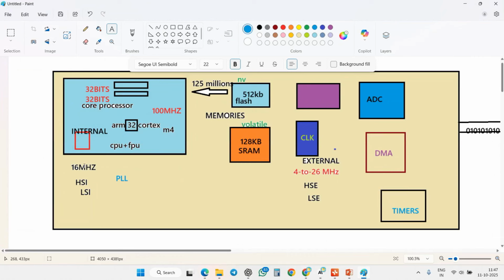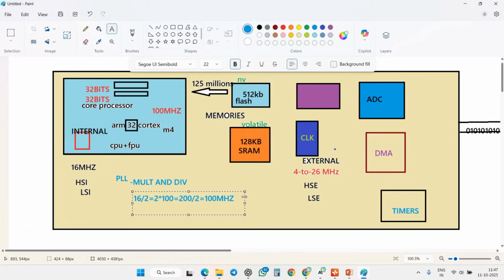Whatever frequency you are getting, the PLL is simply multiplying and dividing it. If you are getting 16 megahertz, it divides by 2 and you get 8, then it multiplies by 100 and you get 800, and again you divide by 2 and you get the value of 100 megahertz. So it is simply doing this calculation. This is how it calculates.